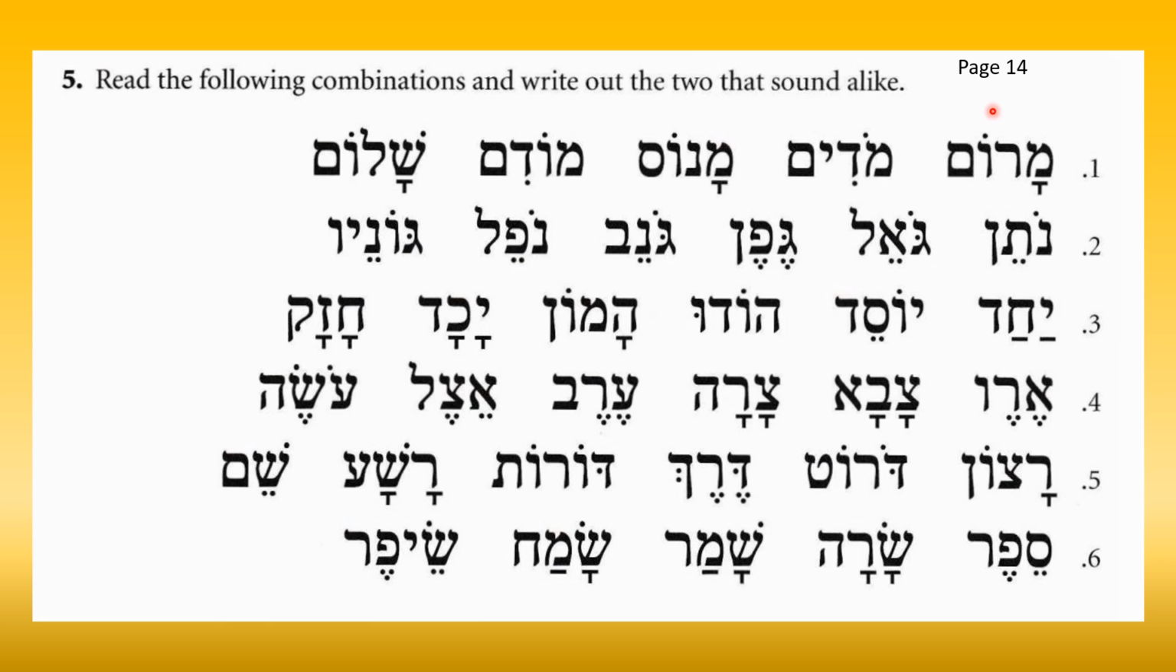We're on page 14 now of your book and doing exercise 5, reading the following combinations. We won't be writing anything out, but just read it and note the two that sound alike as you're reading across. So again, just as normally we do, we will continue that process.